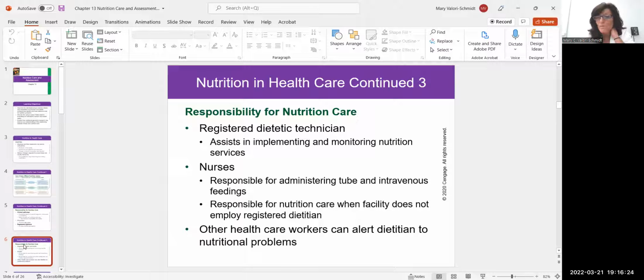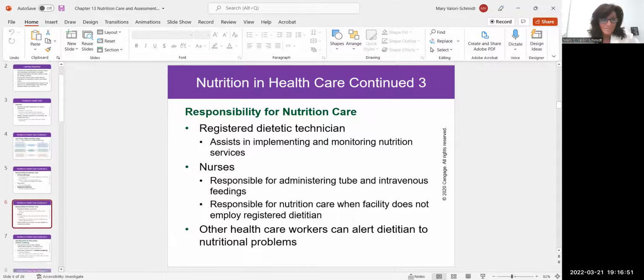And then here you go, nurses. We're responsible for tube feedings, IV feedings. We're responsible for nutritional care if the facility doesn't have a registered dietitian. We are the dietitian. And honestly, one of the biggest things that I've always spoken to patients about is nutrition, because you are what you eat. I say that all the time. And then other healthcare workers, it's like a team effort. They may identify something and they can bring it to our attention so that we can address it.